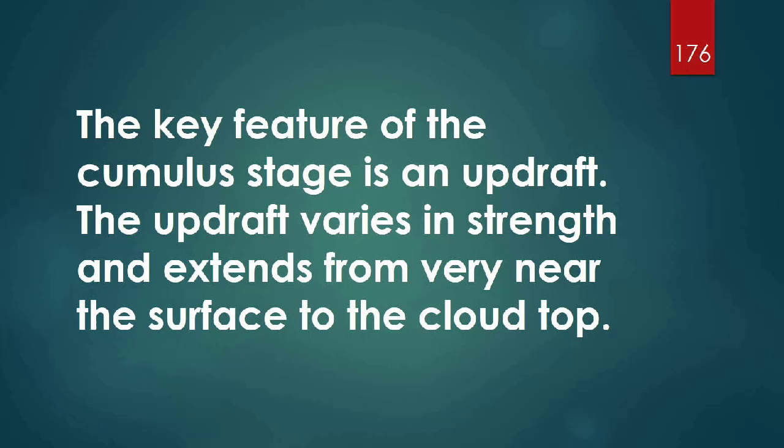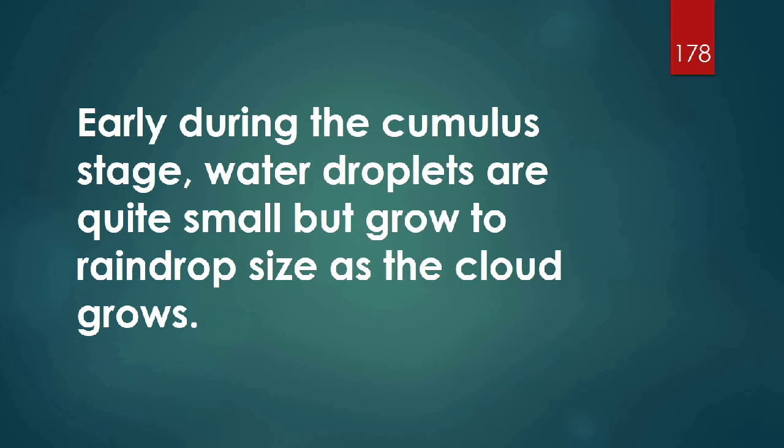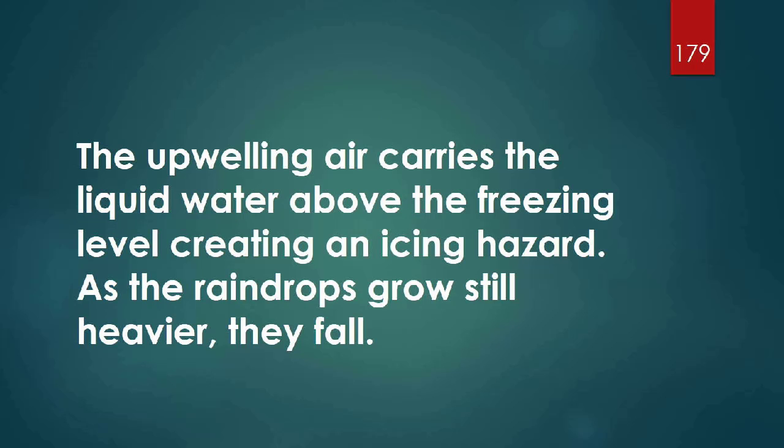The updraft varies in strength and extends from very near the surface to the cloud top. Growth rate of a cloud may exceed 3,000 feet per minute. So it's inadvisable to operate a small unmanned aircraft in an area of rapidly building cumulus clouds. Early during the cumulus stage, water droplets are quite small but grow to raindrop size as the cloud grows. The upwelling air carries the liquid water above the freezing level, creating an icing hazard.